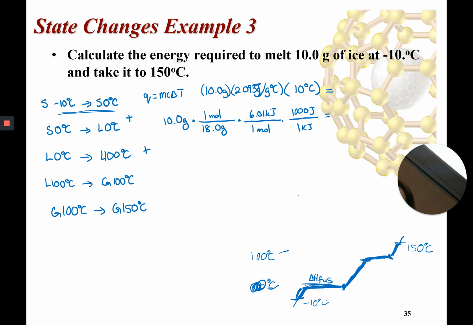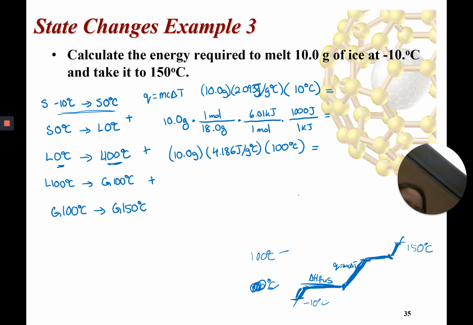Okay, my next step. Liquid at 0 to liquid at 100. This is a Q equals MC delta T because I'm changing in my temperature. So temperature change or phase change is what you want to ask yourself. So temperature change, so Q equals MC delta T. So 10.0 grams. C for liquid water is 4.186 joules per gram Celsius. Delta T would be 100 minus 0, which would be 100 Celsius.